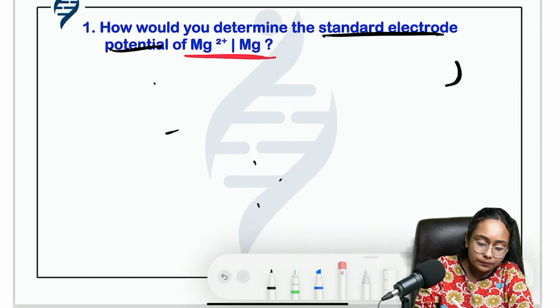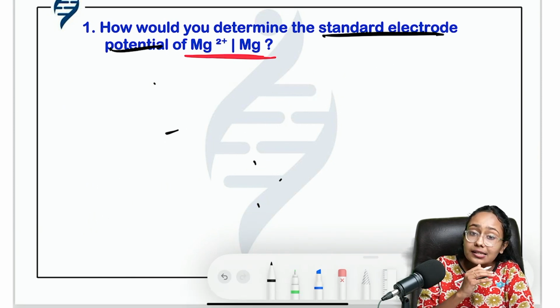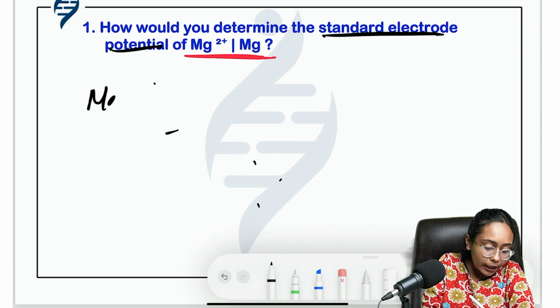So first of all, let us represent this cell. Anode, anodic solution.